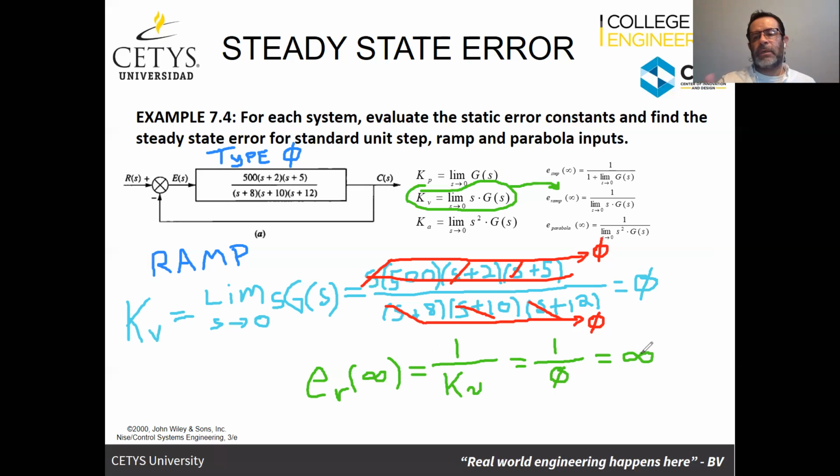And that's what we were talking about. For a ramp, this system is not going to be able to follow something that's moving at a constant speed. It's not going to be able to react with regards to velocity. Okay. Questions with this one?